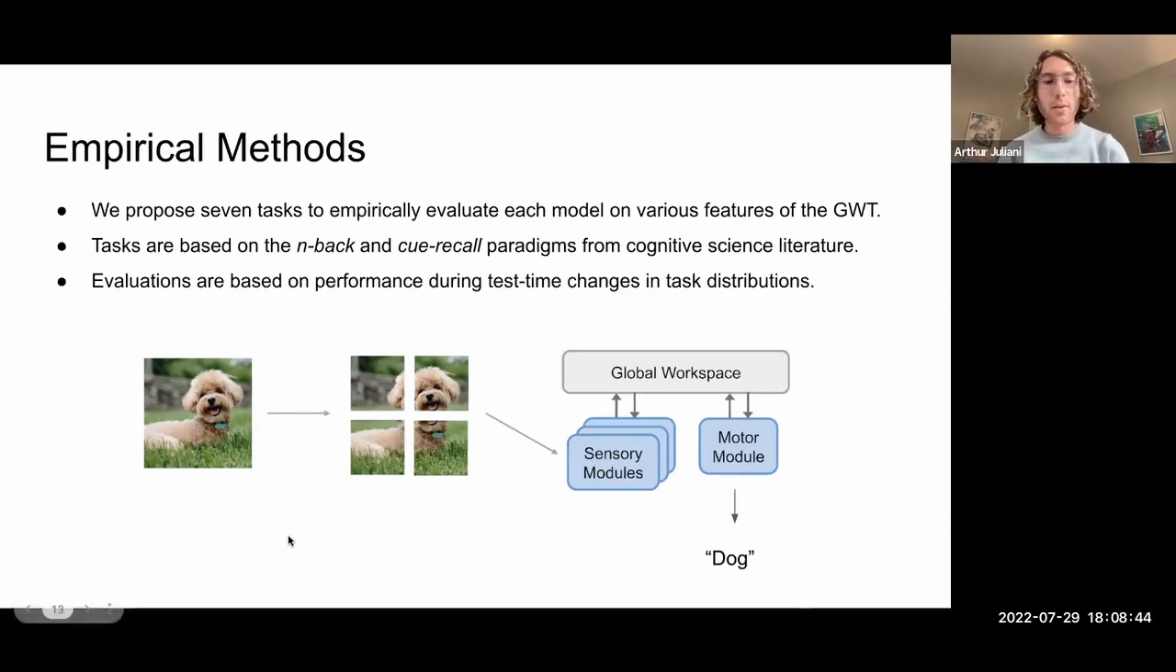The basic way that we do this is that we have a series of images which are presented every time step. These images are broken into 4 quadrants and treated as 4 separate sensory modules that each might be considered to contain different object type information. There's also an additional motor module, which at every time step produces some kind of action which corresponds to a one-hot vector.